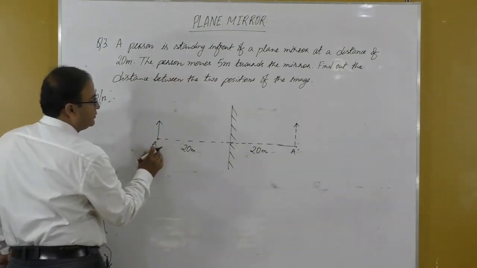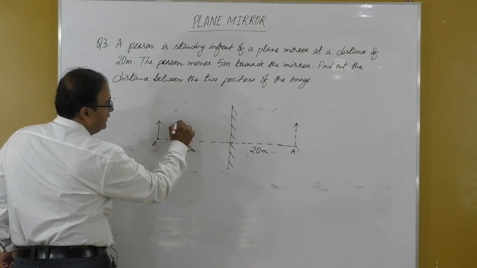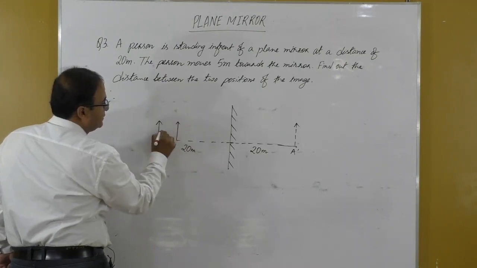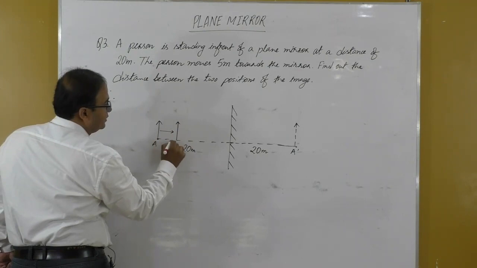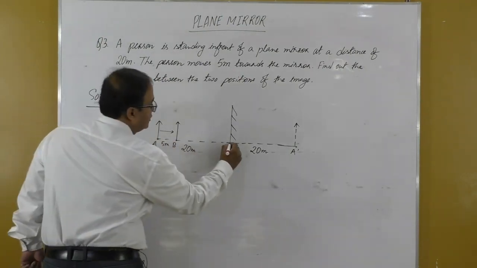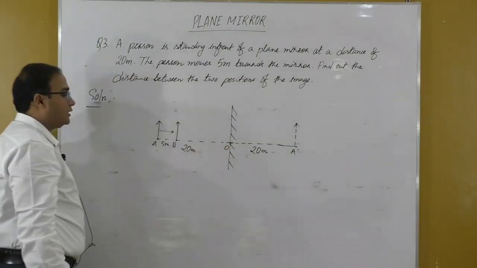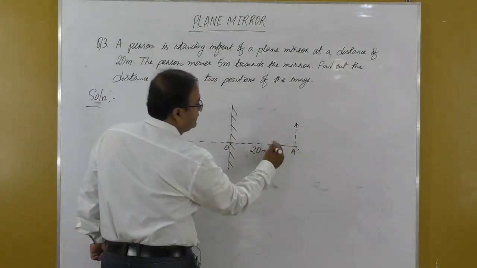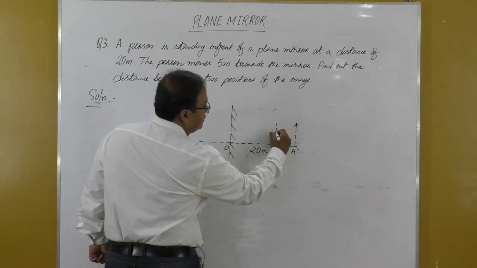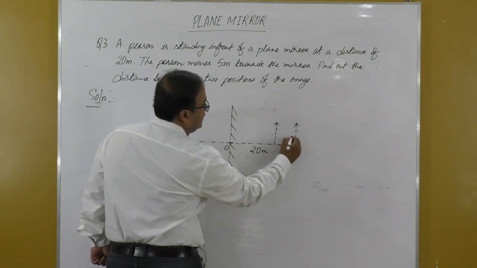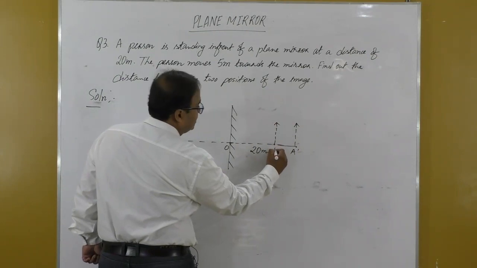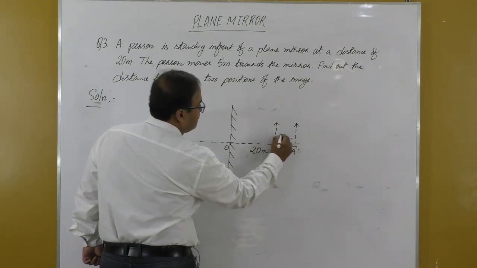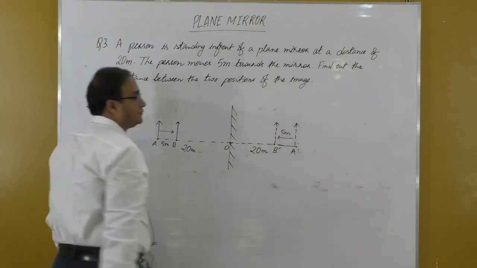So this was the initial position. The person moves 5 meters towards the mirror. So let this position be B, and this gap is 5 meters. Let this position be O. When the person moves 5 meters towards the mirror, the image will also be shifted 5 meters towards the mirror. Let the position be B dash. This gap is 5 meters.